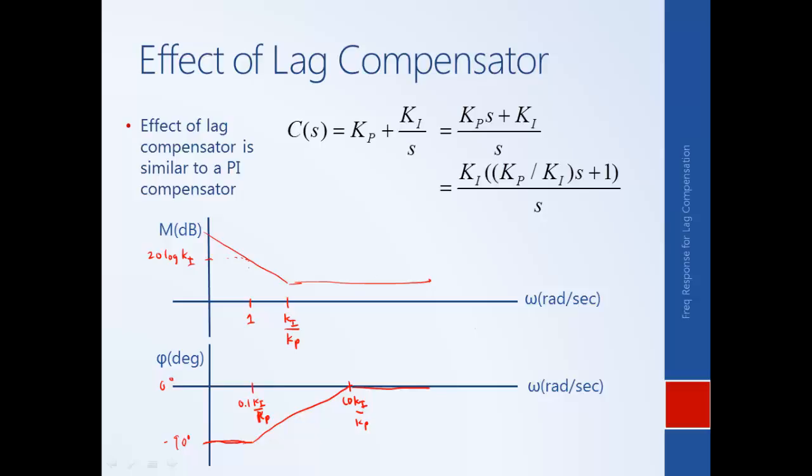The minor differences are that the PI compensator can sometimes add more phase lag, especially at low frequencies. The other difference is that to implement a PI compensator, you have to use an active circuit. You have to use an op-amp in order to do the integration, whereas with a lag compensator, that can be implemented using a passive circuit constructed just of resistors and capacitors.